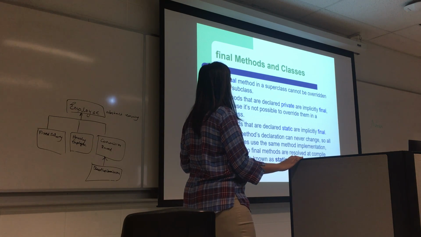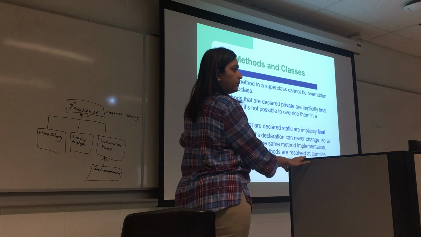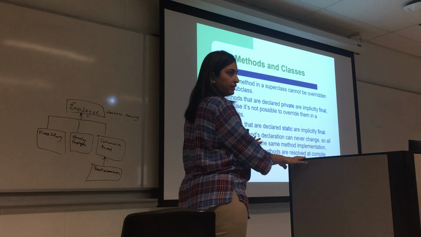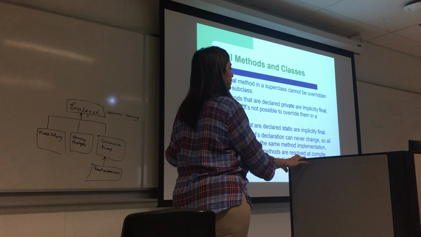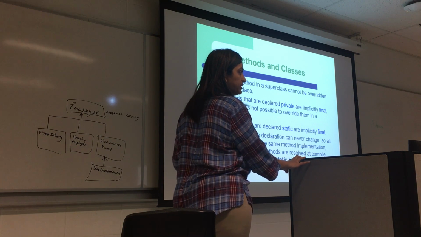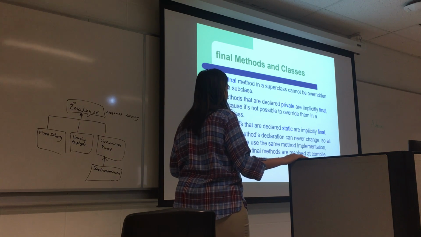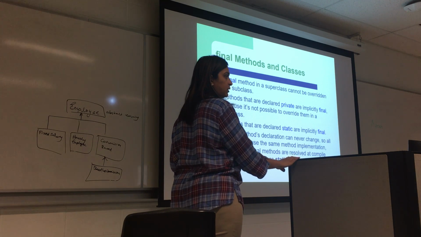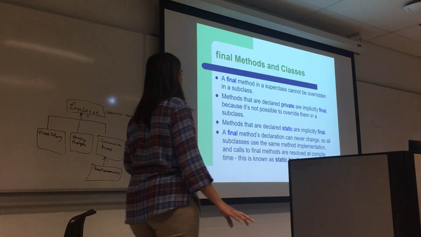A final method in a superclass cannot be overridden in a subclass. So if you declare a method as final in a superclass, you cannot override that in the subclass. So if our earnings method was final, we could not override that earnings method in the class which was BasePlusCommissionEmployee, right? Methods that are declared private are implicitly final because it is not possible to override them in a subclass. So if you declare any method as private, obviously you cannot override that.